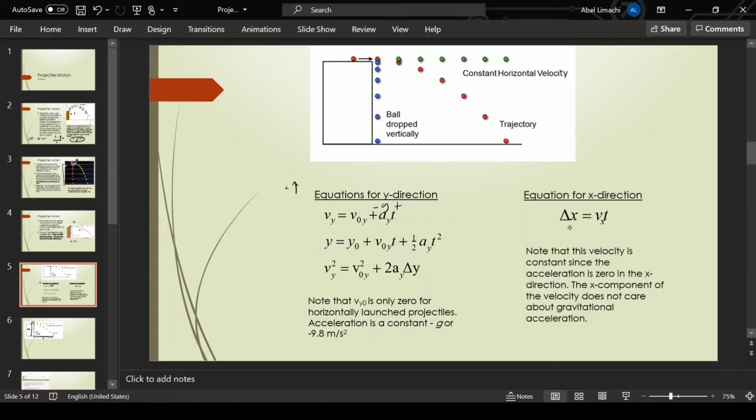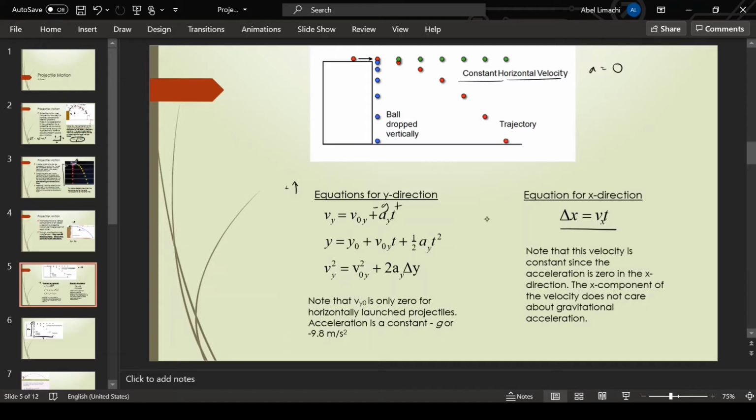Now, in the x direction, you only have this equation written. This is because in the x direction, there is a constant horizontal velocity. A constant velocity means that acceleration is equal to 0. So if you try to use any of these other equations, you get a 0 plugged in there. For the first and third ones, you just get vx equals vx, and vx squared equals vx squared, which is useless to me. You won't use it at all.